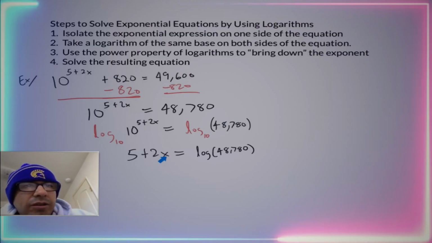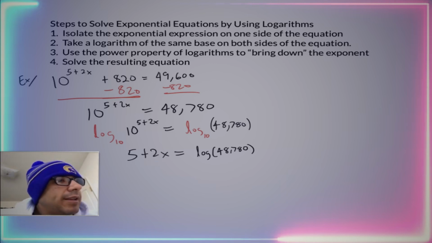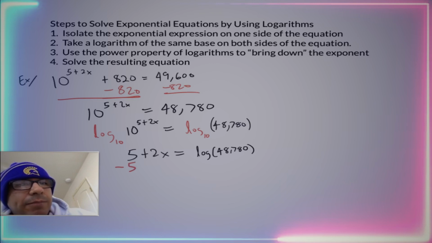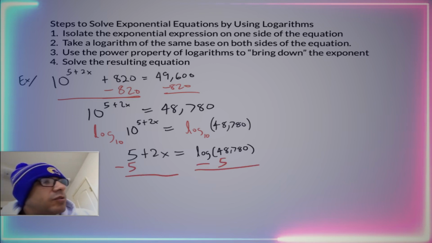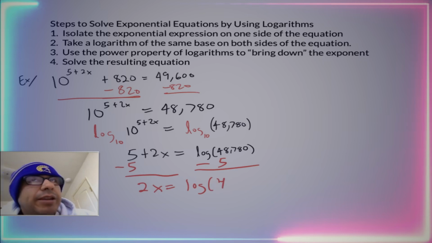So now we're going ahead and we're solving for x here. So let's go ahead and subtract 5 from both sides. So now we are left with 2x, and that equals log of this big number here.